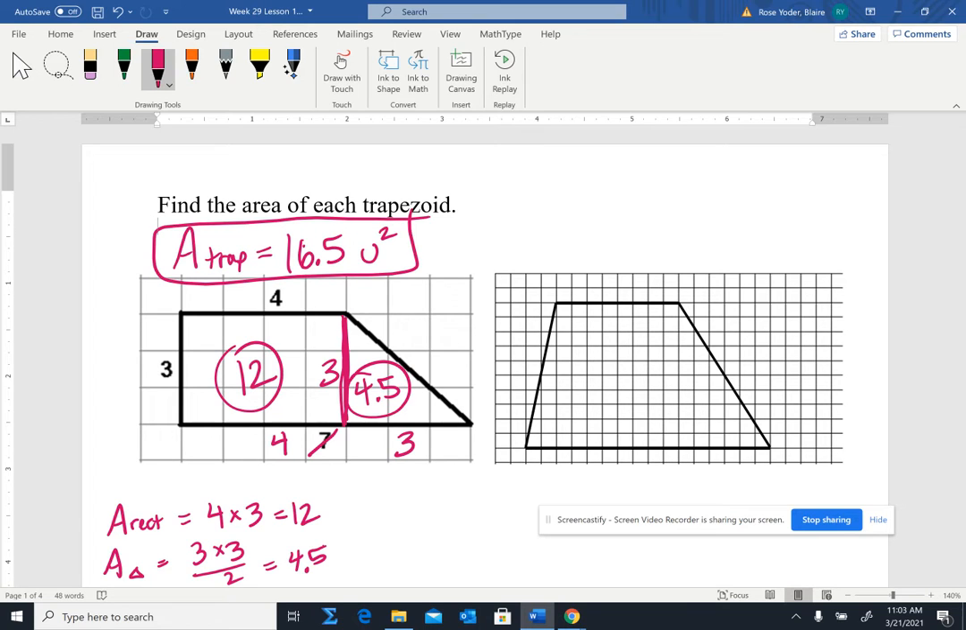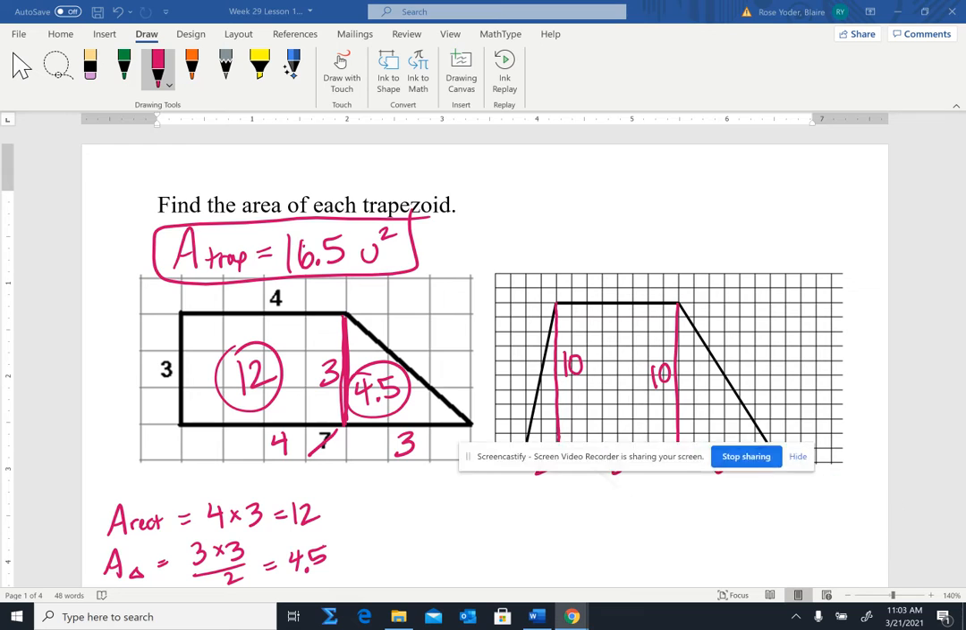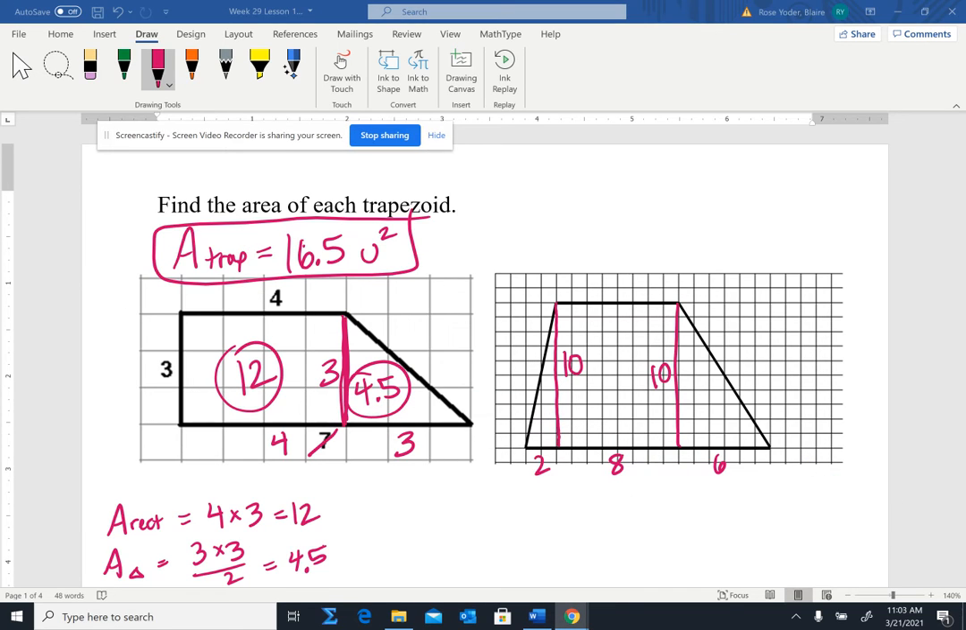It's not quite as easy to just see what to split it up into. So what I would do for this one is I would drop both altitudes. Always try to get a rectangle in there. The altitude that I just drew, I counted the boxes and it's 10 boxes. And then the base, this splits up into 2 boxes, 8 boxes, and 6 boxes. So just like we did in the last problem, we can find the area. This time it's 1 rectangle and 2 triangles.